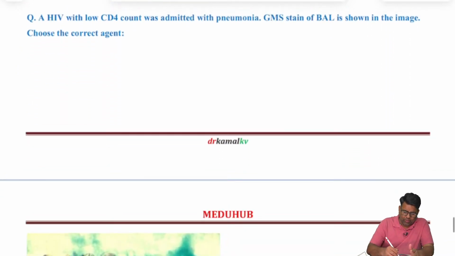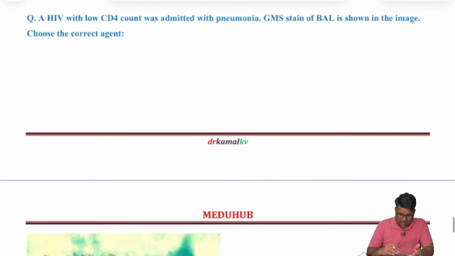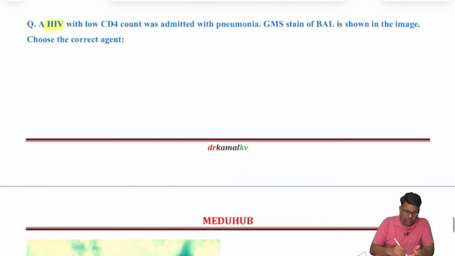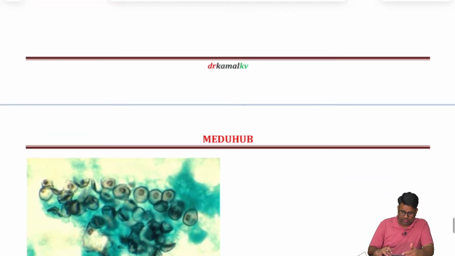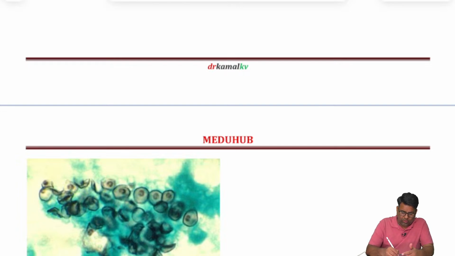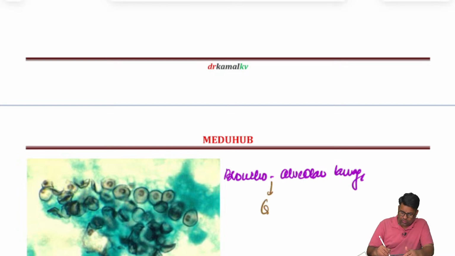Now, this is one more question which we have already discussed. I have slightly changed the presentation here. So the patient presented with a low CD4 count and he was having pneumonia. Now we have done Gomori methenamine silver staining of the bronchoalveolar lavage, and this was the image, right? So this is bronchoalveolar lavage, and Gomori methenamine silver staining.